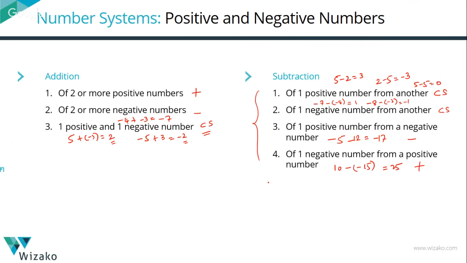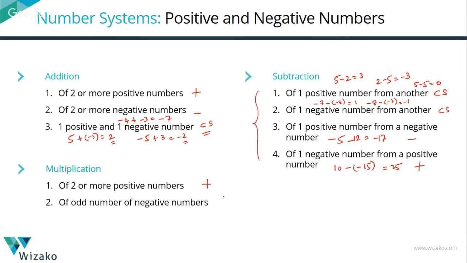Let's look at multiplication. It's interesting. Two or more positive numbers multiplied obviously is going to be positive. Odd number of negative numbers, right? If I multiply minus 3 into minus 7 into minus 11, this result is going to be negative. Even number of negative numbers multiplied, the result is going to be positive. Negative into negative will be positive. Again, I have another negative into negative, will be positive.